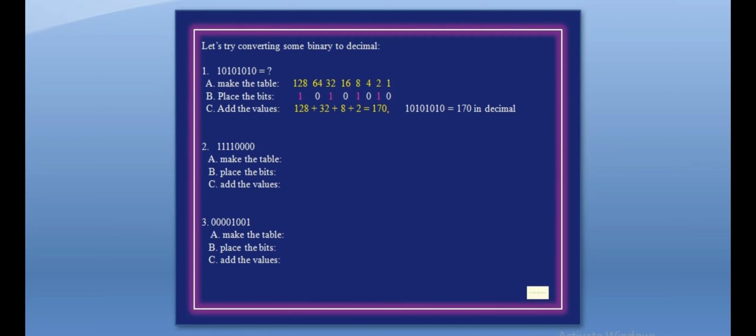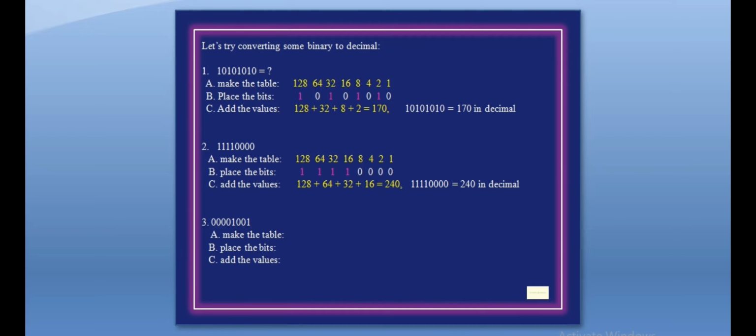Let's take a look at another one and find the decimal equivalent of 11110000. Step 1, we make the table. Step 2, we place the bits. And in step 3, we're going to add the values with the bit value of 1. So here we get 128 plus 64 plus 32 plus 16, which equals 240. Therefore, 11110000 equals 240 in decimal.